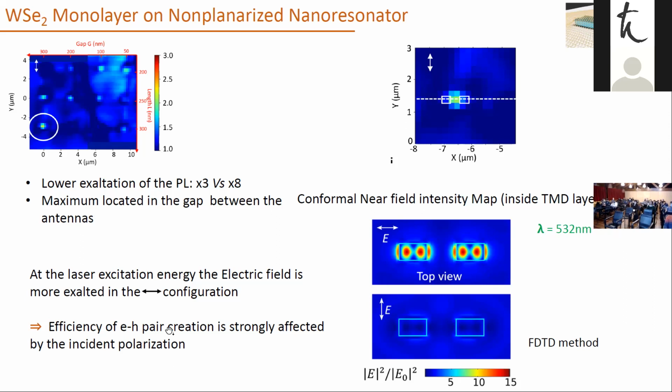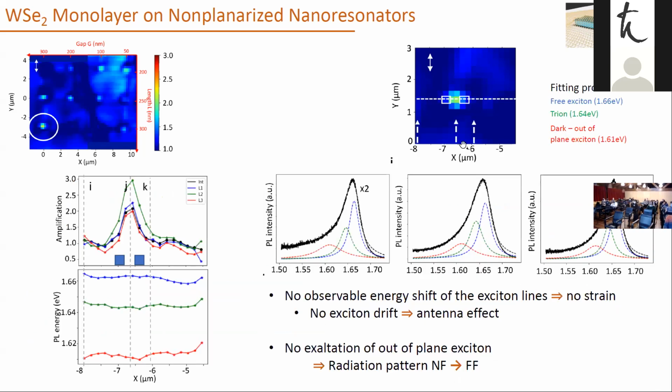So here, the idea was to affect the efficiency of the electron-hole pair creation process by decreasing the field in this case, and that's what we see. So this is interesting. This is a pure antenna effect. It's not linked to strain at all. And if we look again with the same procedure at the PL shape and amplitude, we see here that there is no observable energy shift of the exciton line, meaning no exciton drift will appear in this system.